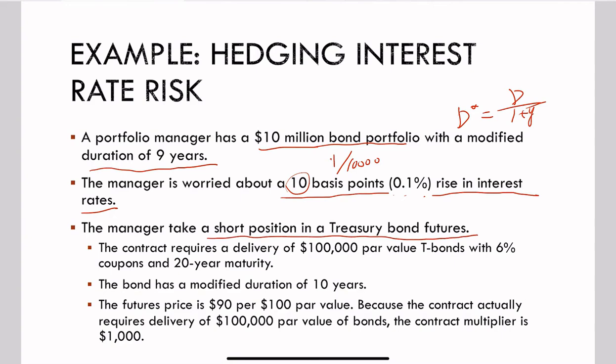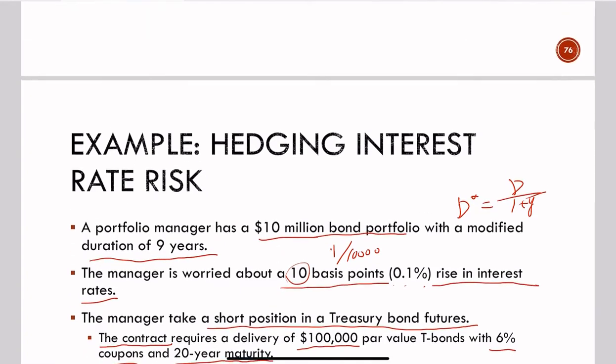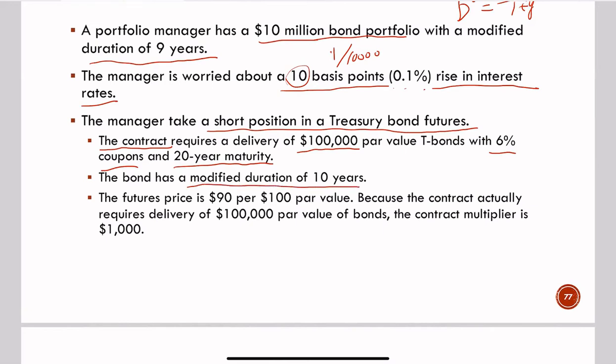So in this case, let's see how this T-bond futures work. So let's say the Treasury bond futures require a delivery of $100,000 of par value. And we assume the delivered bonds have 6% coupon rate and 20-year maturity. Let's assume these Treasury bonds have a modified duration of 10 years. And now let's assume the futures price is $90 for $100 par value.